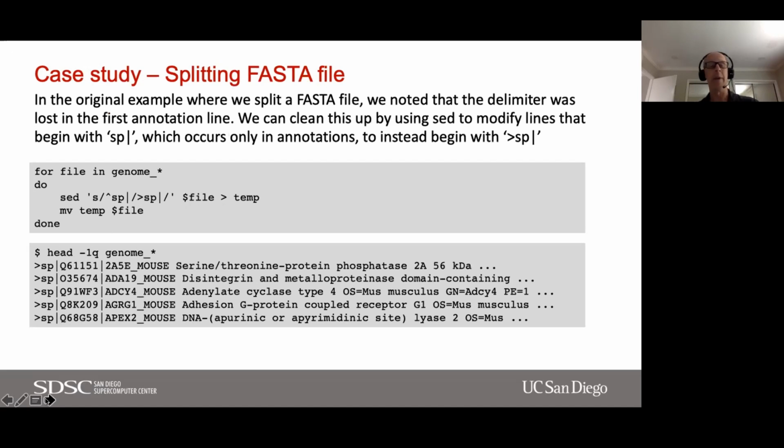And then the last example I'm going to show, getting back to the FASTA file, where we had that issue with losing the delimiter. After I split, I just went through all of the genome files and ran a sed command on them. So basically, if a line starts with lowercase sp, we replace it with greater than sign sp. And now when I look at the first line of each of those files, we see that the annotation line is correct.